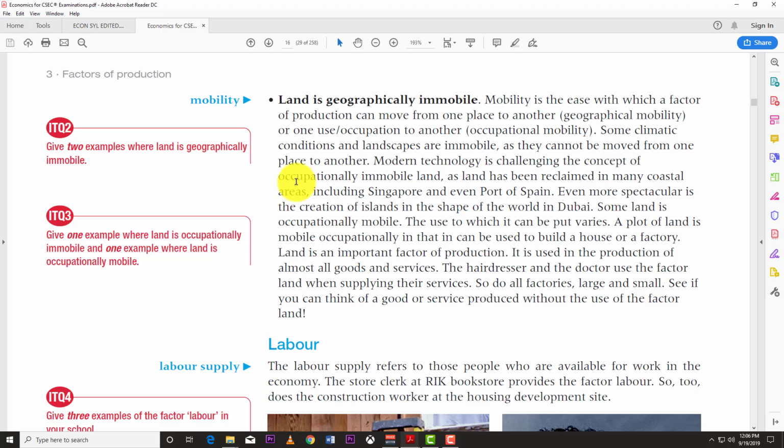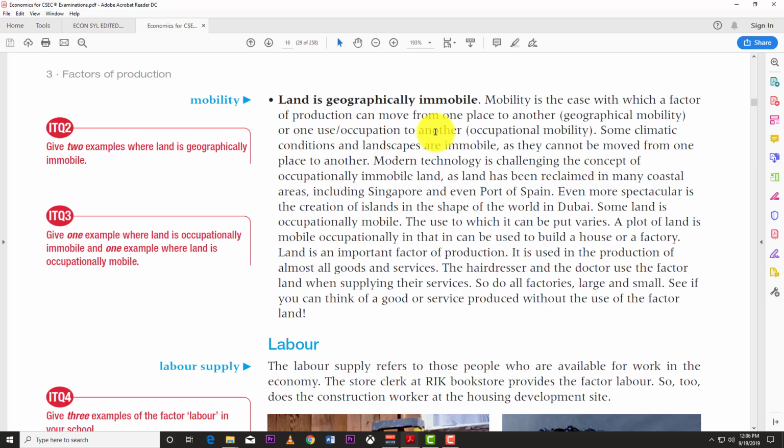Now a third one, mobility. You cannot really move land. Land is immobile. Land is geographically immobile. You cannot take up a piece of land from here and take it somewhere else. You cannot move an island from one place in the Caribbean to the next. You cannot move land just like that.